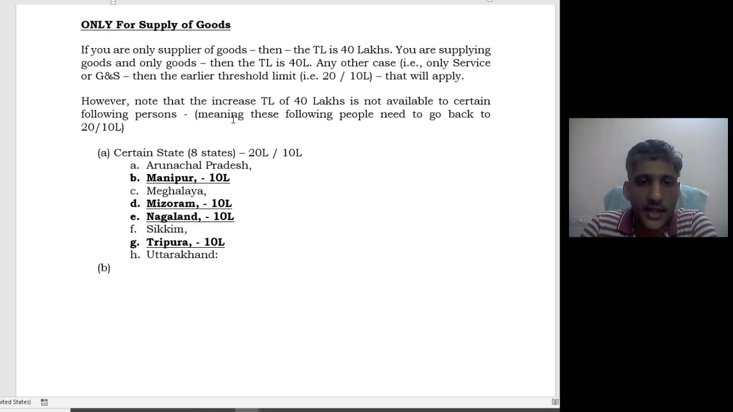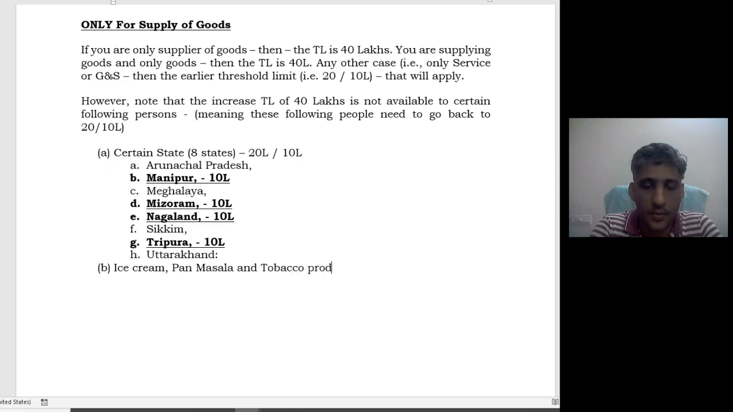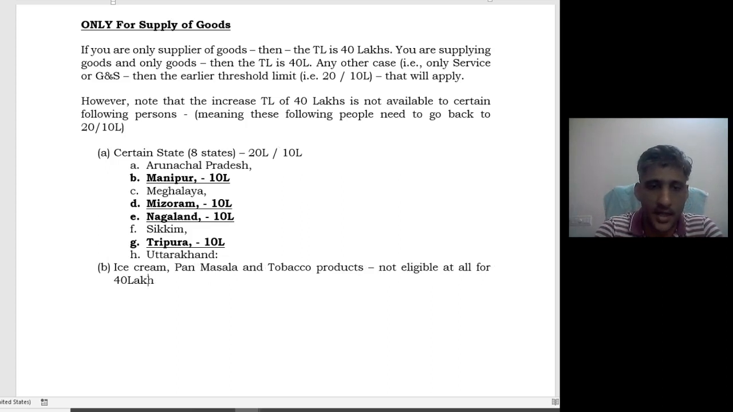So for certain states, it is not applicable. Next, ice cream, pan masala and tobacco products. For these 3 products, again, you are not eligible for the 40 lakhs limit at all. That is, imagine I am an ice cream supplier in Tamil Nadu.